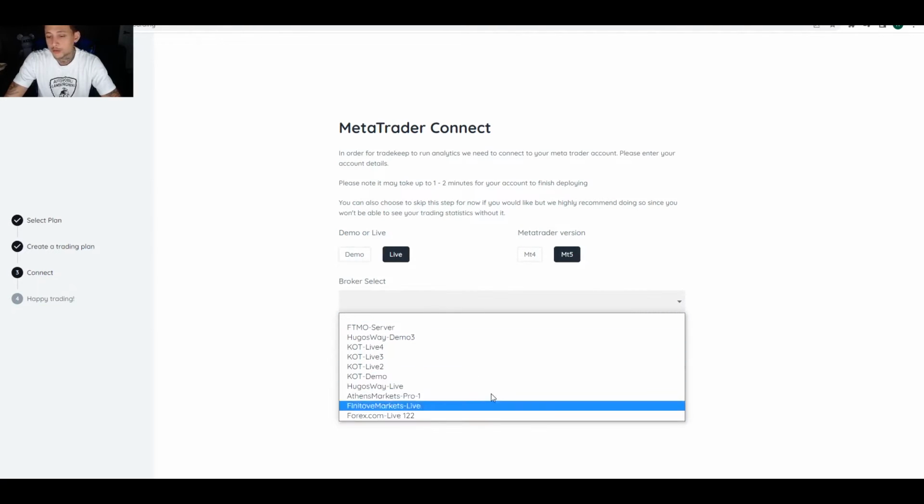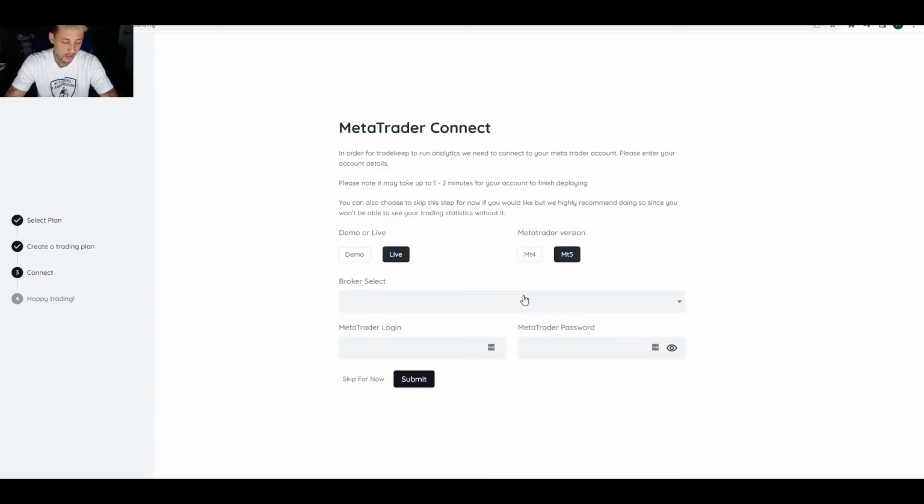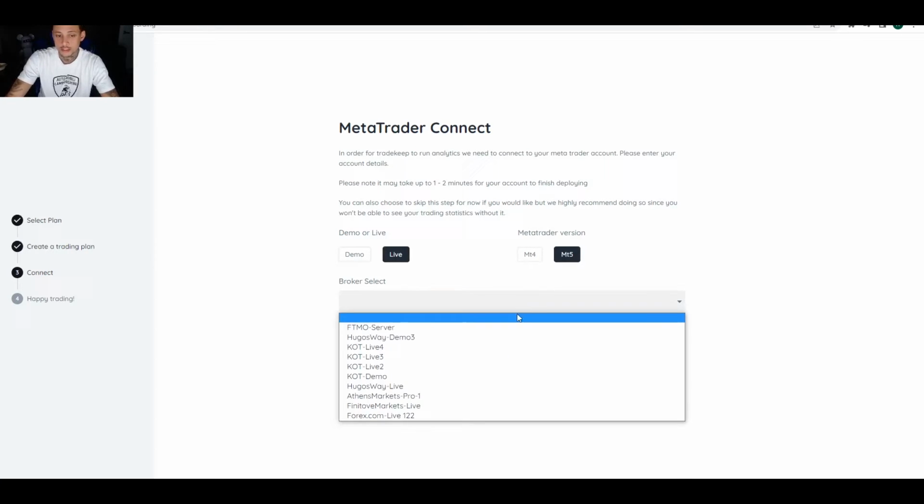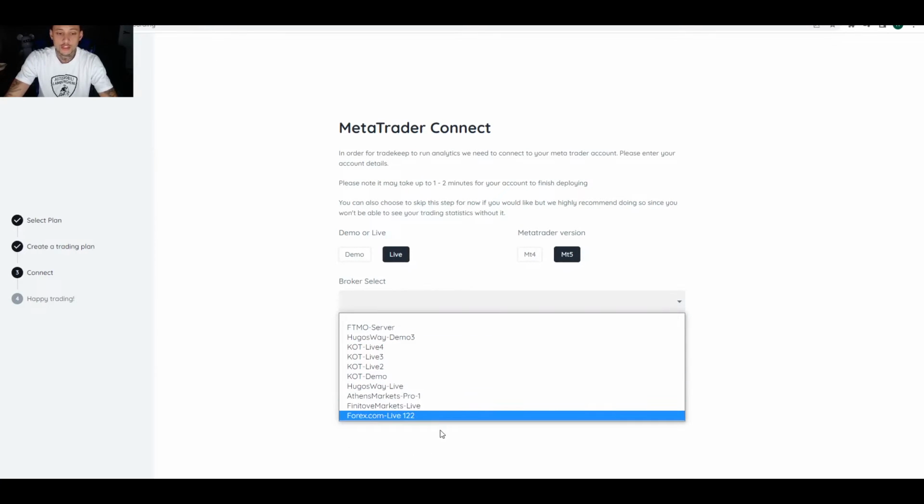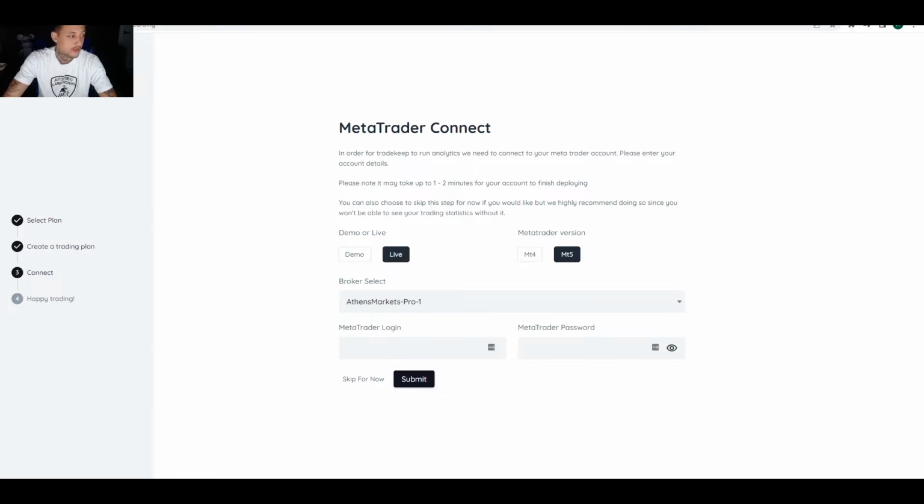But this is still being updated, and probably by the time TradeKeep actually does come out and is available to you guys, it will be finished updating. So in a situation like this, I'm actually trading on Athens Markets, as you guys know. So I'm going to enter my MetaTrader login and my MetaTrader password.